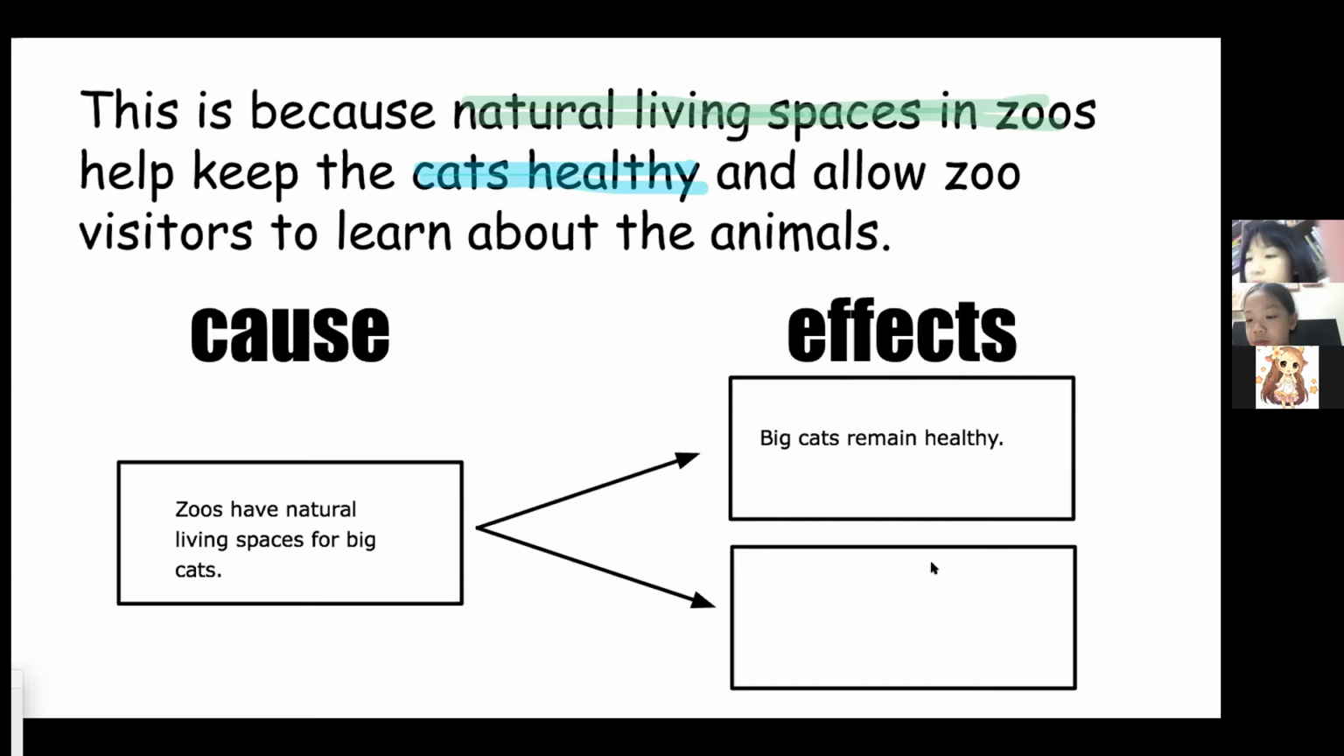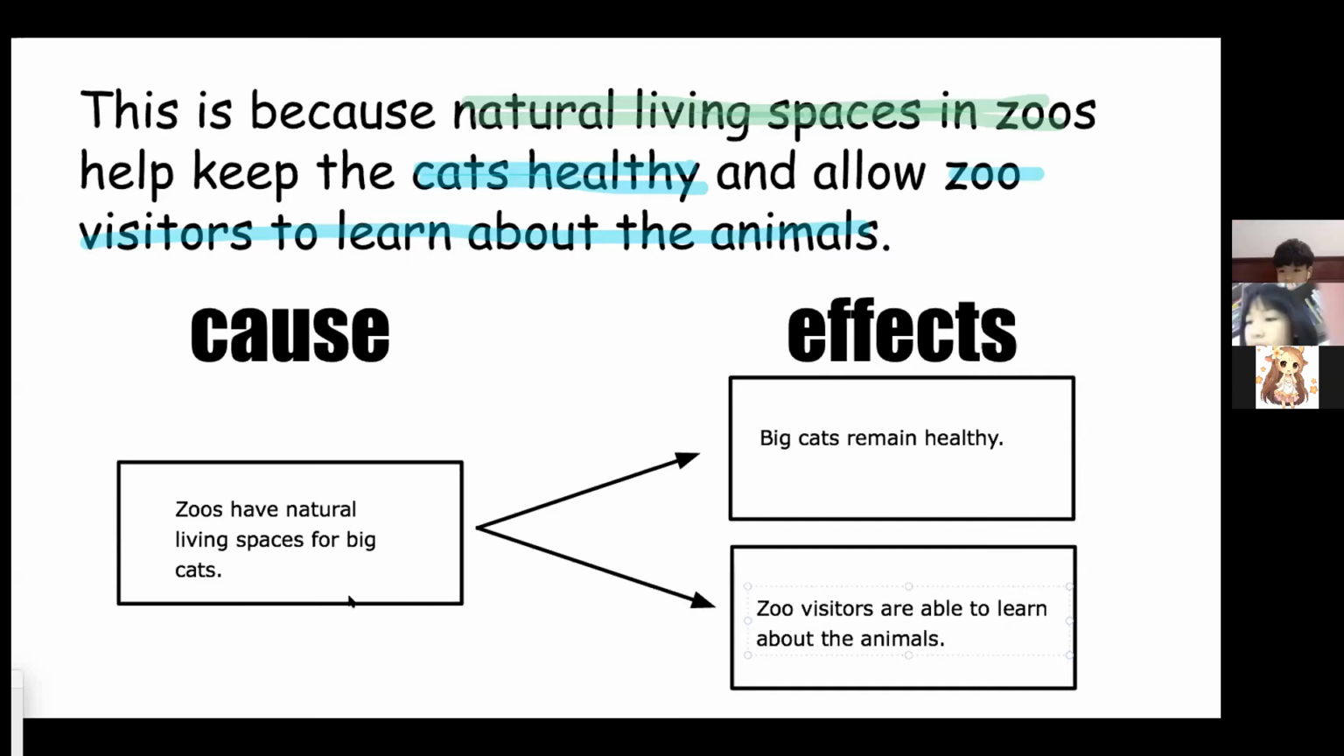And allow zoo visitors to learn about the animals. Okay, very good. So our second effect is zoo visitors are able to learn about the animals. What is the cause here? And what's the effect? And we figured out that there are two effects for the same cause. So this is our introduction paragraph. So the essay is about zoos having natural living spaces for cats, and we have two effects of that.